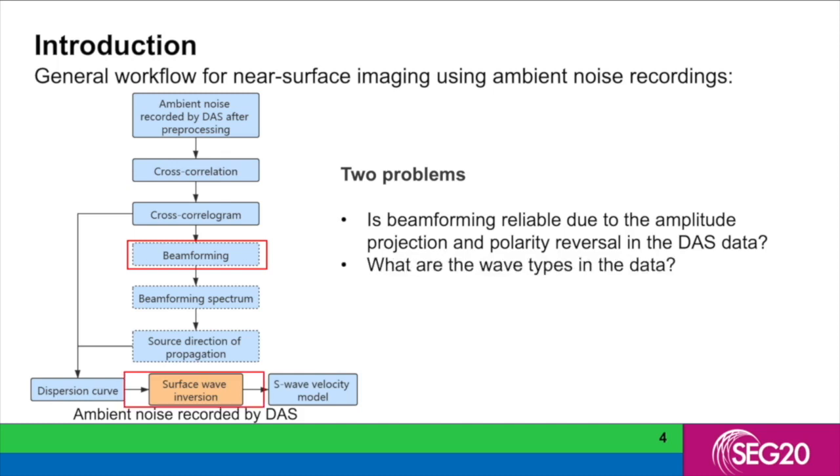The second problem is that it's hard to identify the wave types and their proportions in the data. Because the optical fibers are usually deployed horizontally, they will record both Rayleigh and Love waves, and this will make the inversion process much more complex, since the forward modeling of Rayleigh and Love waves are different.